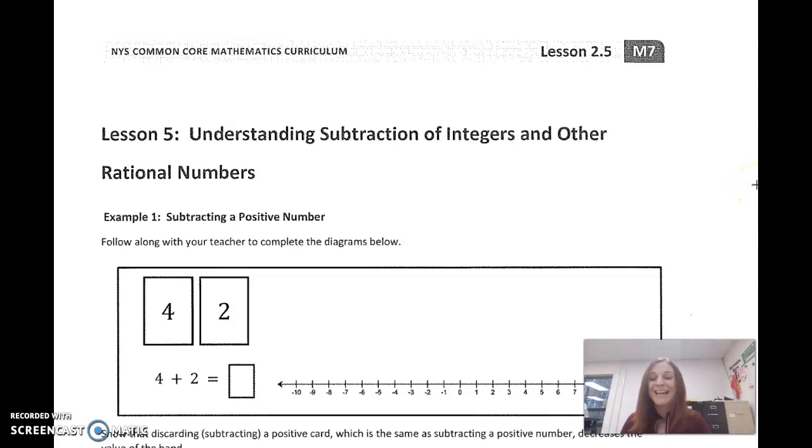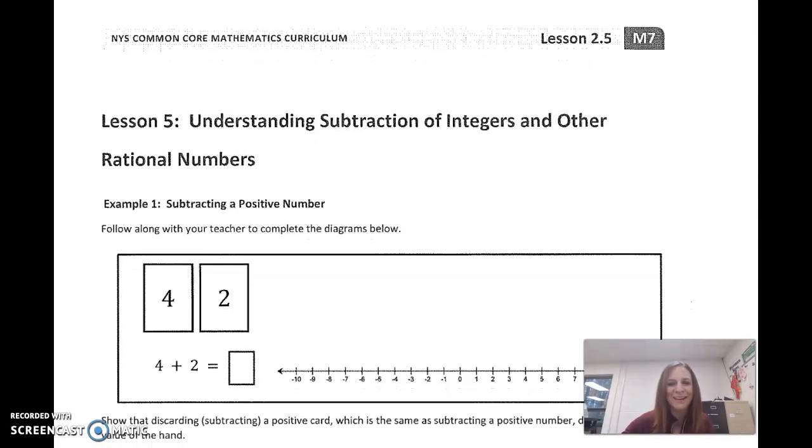We've been focusing on adding integers and doing that effectively and efficiently without having to use a number line. We're going to change our focus a little bit to subtracting. Good news, though, is it's not going to be too far off from adding. So lesson 5 is on understanding the subtraction of integers and other rational numbers. Again, we can do this with positives, negatives, whole numbers, fractions, or decimals. They follow the same rules.